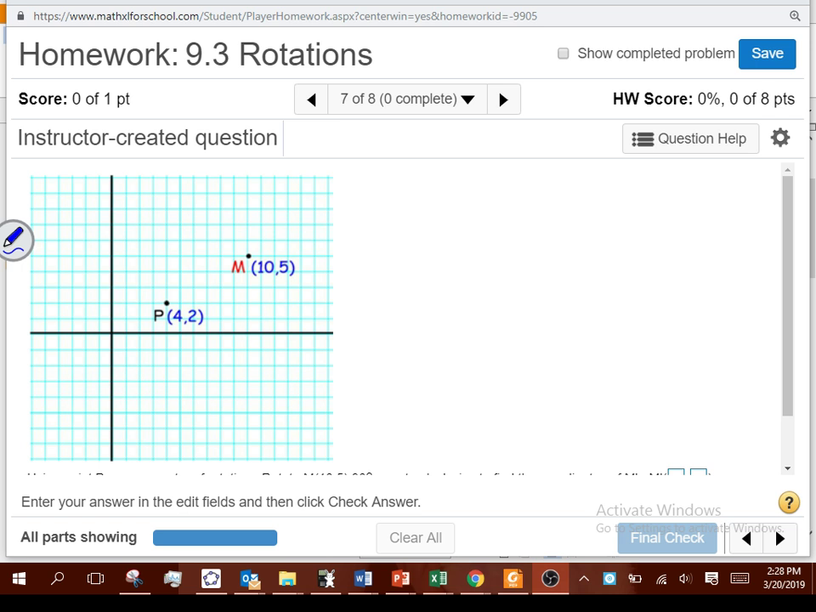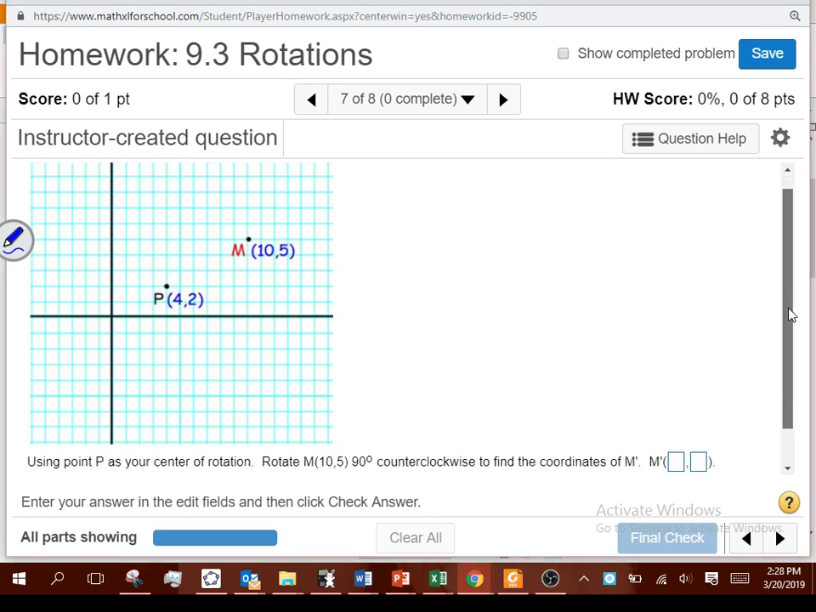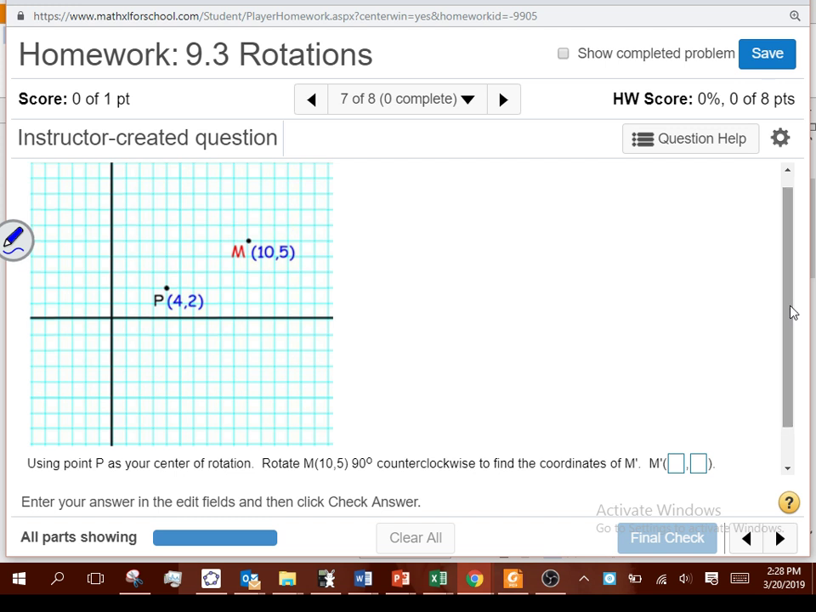The first question I want to go over is number 7 of the Math Excel assignment. You're going to see a couple like this on Friday. The first part of this asks you to take this point M and rotate it around point P by 90 degrees counterclockwise.